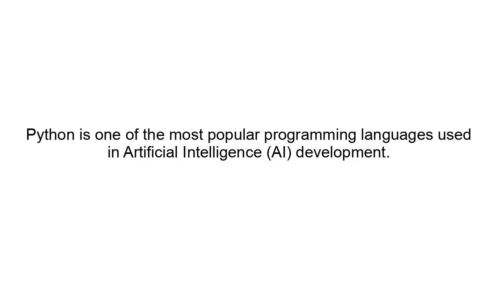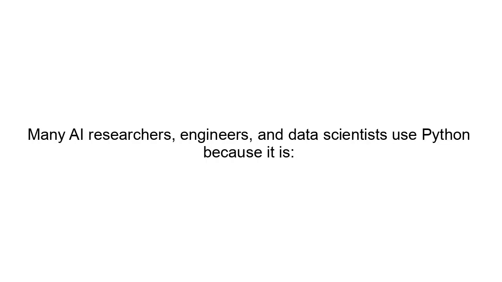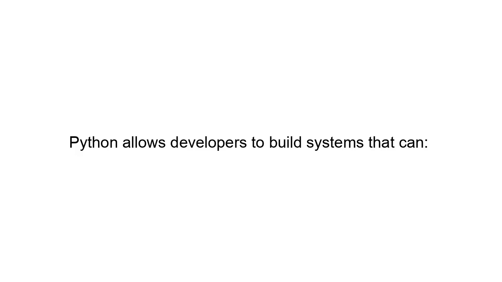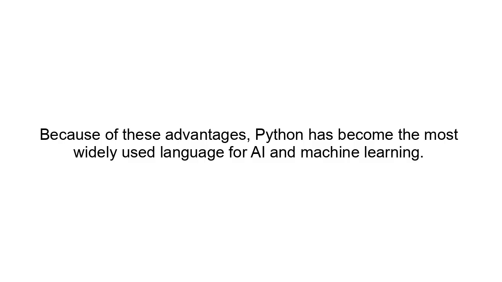Introduction. Python is one of the most popular programming languages used in artificial intelligence. Many AI researchers, engineers, and data scientists use Python because it is easy to learn, powerful, flexible, and supported by many AI libraries. Python allows developers to build systems that can analyze data, recognize images, understand language, and make predictions. Because of these advantages, Python has become the most widely used language for AI and machine learning.